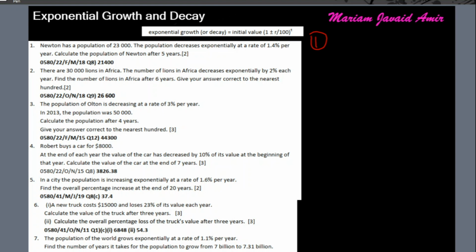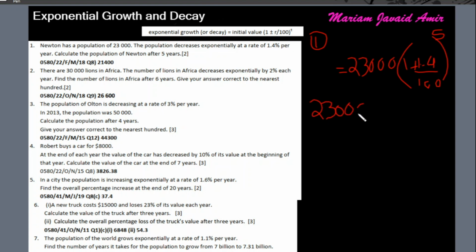So we have to find the growth after 5 years. The initial value is 23,000, the initial population, times 1. Since it's a question on growth, we take the positive sign. Rate is 1.4 over 100 raised to the power t. Time is 5 years. So simply enter all of this in your calculator and get the answer. Let me rewrite this with a little more clarity: 1 plus 1.4 over 100 raised to the power 5.